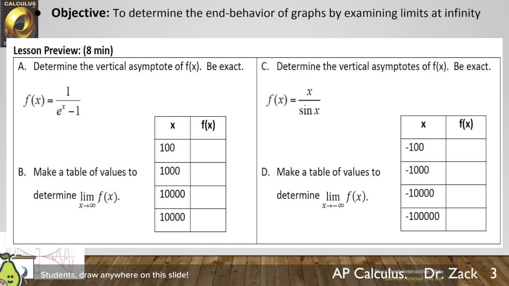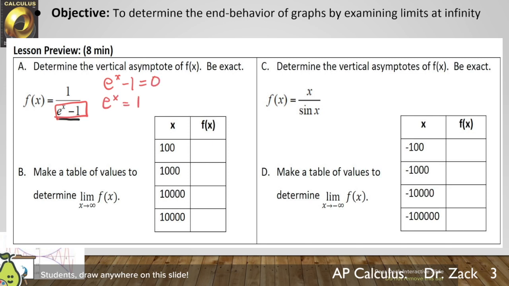So your lesson preview provided you with lots of opportunity to really explore what's happening with exponential functions. It's been a while since you played with those. That's why we had this preview. Hopefully you took e to the x minus 1 and set it equal to 0. Then you solved for x.